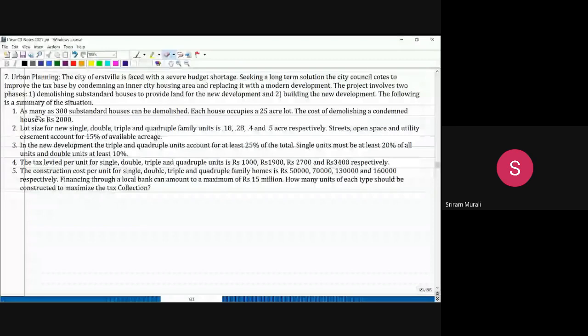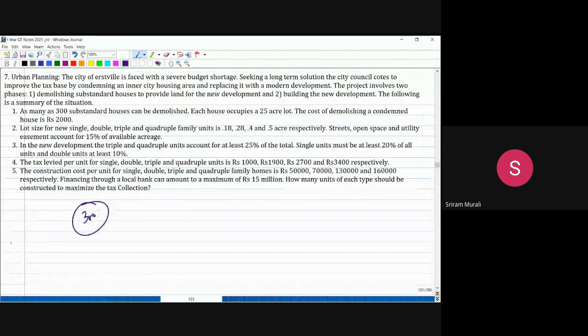First constraint, they are telling 300 substandard houses. You have only 300 houses in your locality, but I am not going to demolish all 300 houses. I will take only the houses which are not in the standard form. That only you are going to demolish. That is a decision variable. I come to that later. Second, each house occupies 25 acre of land. So available is 25 acre, where the cost of demolishing per house is 2,000. We do not know how many houses we are going to demolish. That is also a decision variable. Available acre is 25. Available houses to demolish is 300. Cost of demolishing will be 2,000 per house.